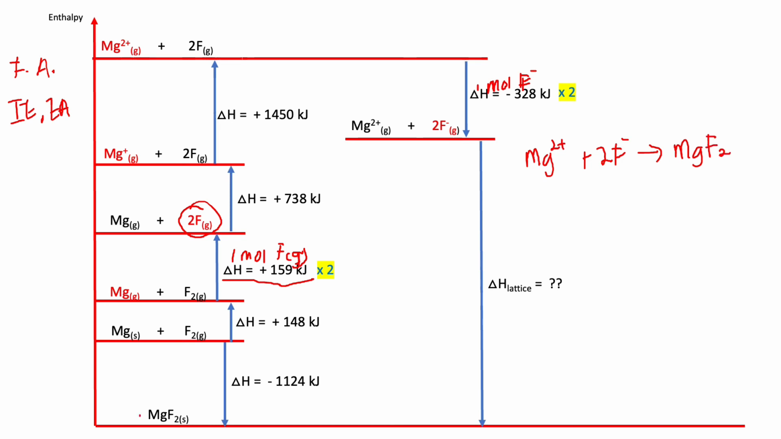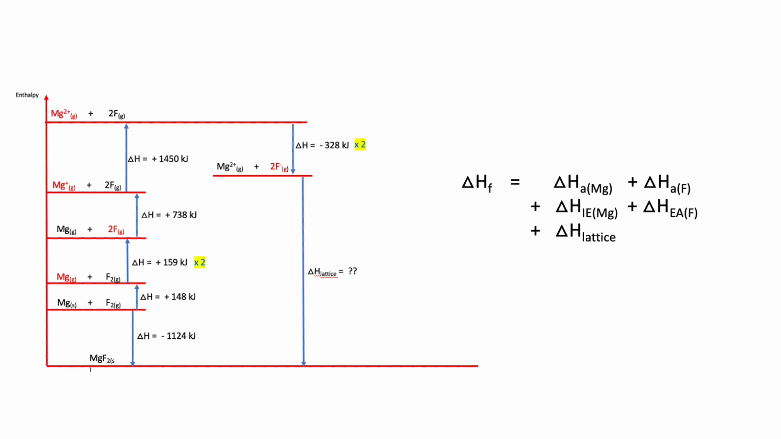So how are we going to calculate the lattice energy? As usual, enthalpy of formation is equivalent to all the enthalpies in the reaction given to you, and you should get negative 3112 kilojoule per mole.